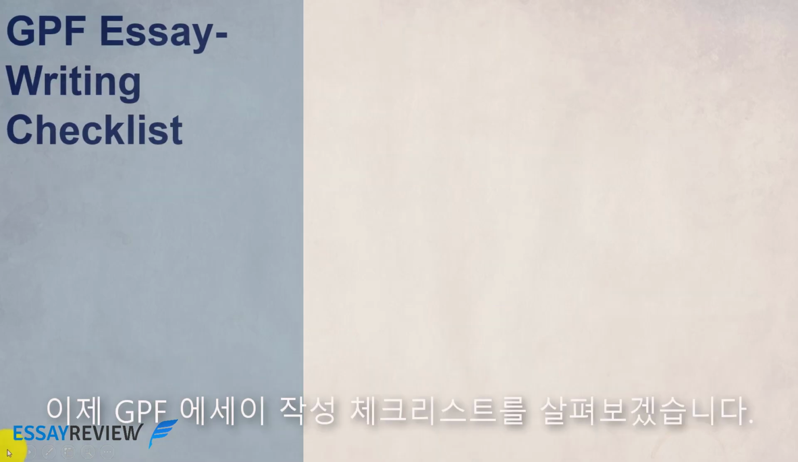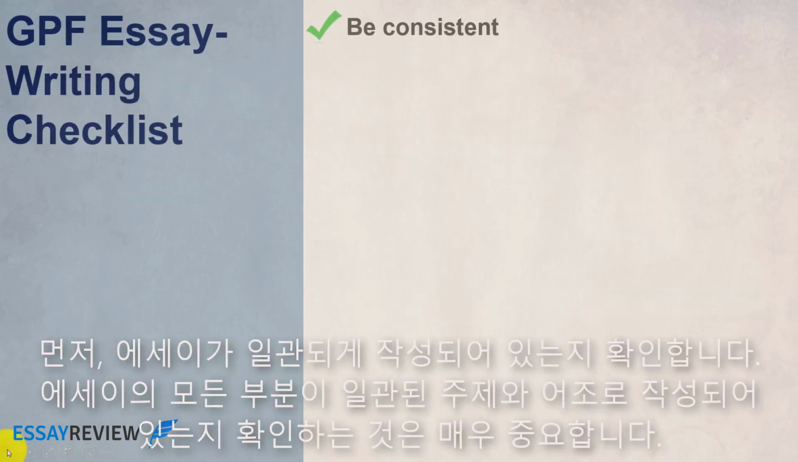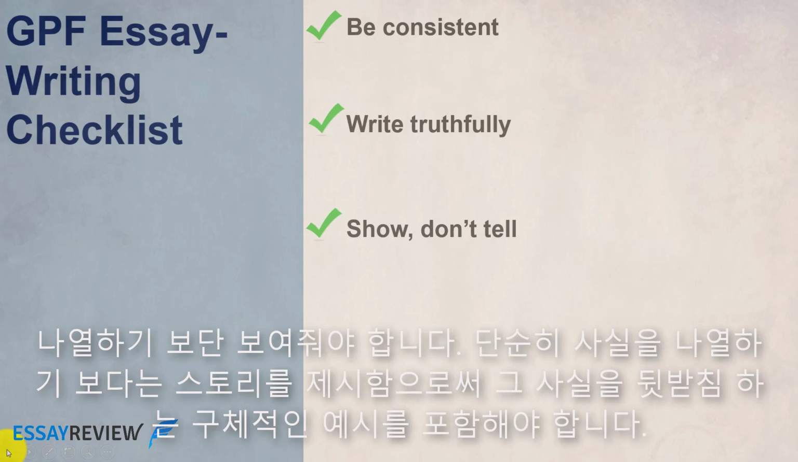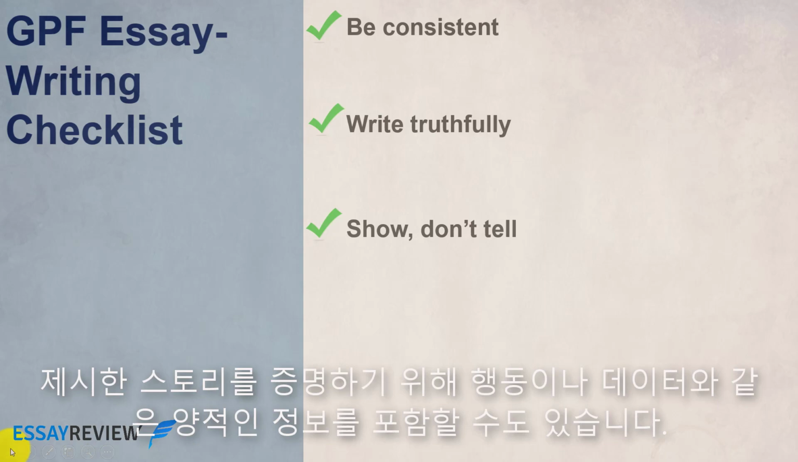So let's look at the GPF essay writing checklist. First, you want to be consistent. It is very important that all documents in the application have a consistent theme and tone throughout. Write truthfully. Judges want to know about the applicants individually, and they're looking for authenticity. Show, don't tell. This means that you should not ever simply list facts. Instead, you should back up these facts and details by telling a story. You can use actions or even quantitative information like data to back up these stories.